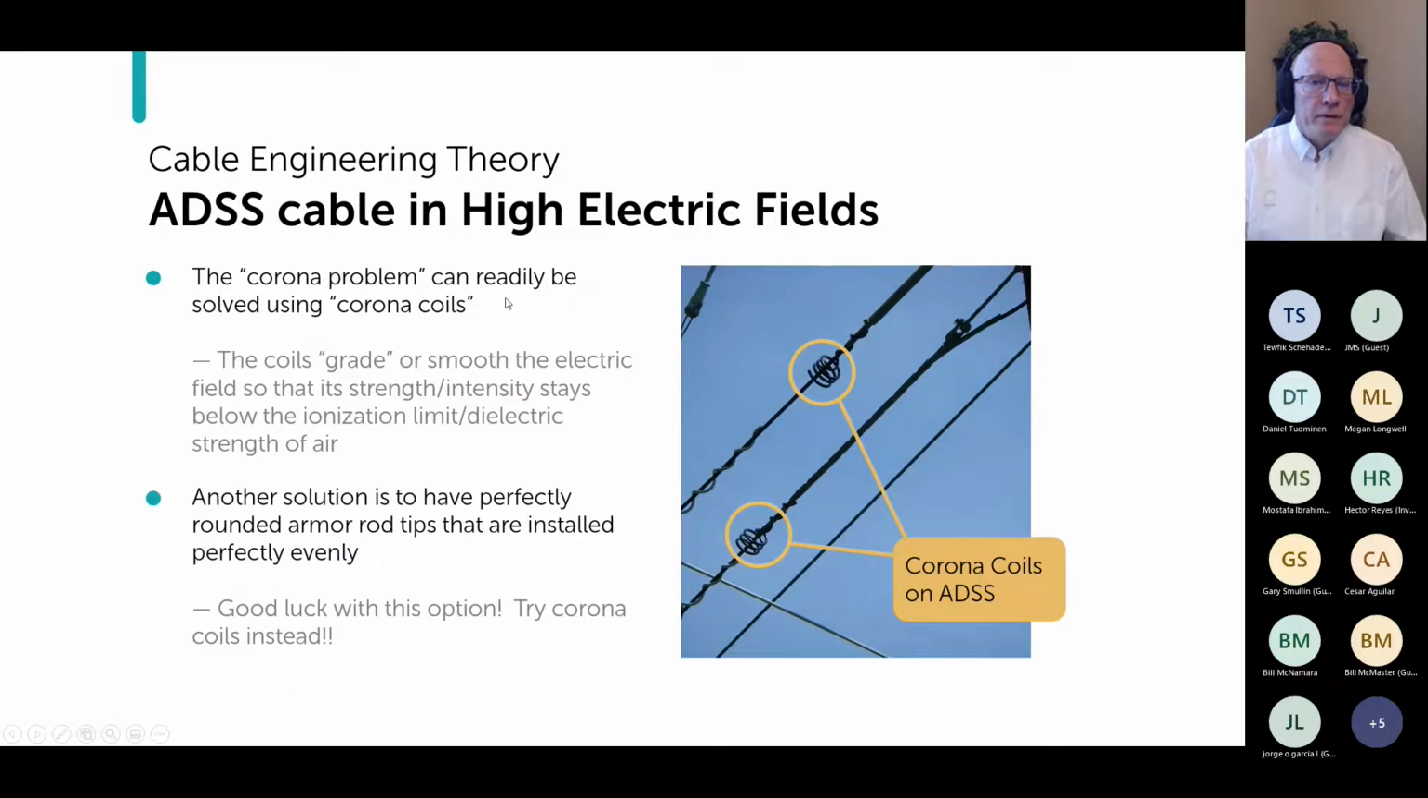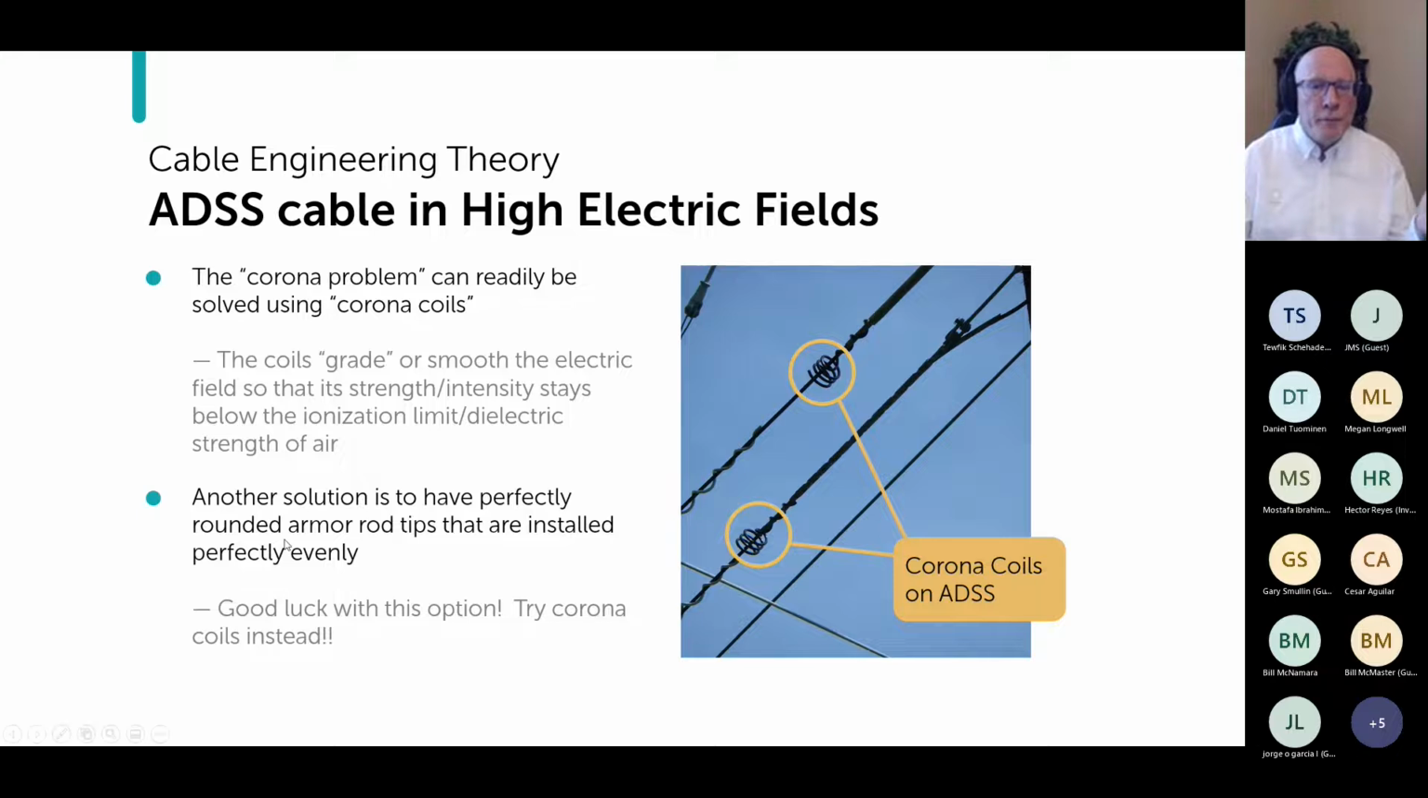As I mentioned, you can solve this with corona coils. These are what they look like for ADSS cables. They work by grading or smoothing the electric field so that the intensity or strength of the field stays below the dielectric strength or the ionization limit of the air.